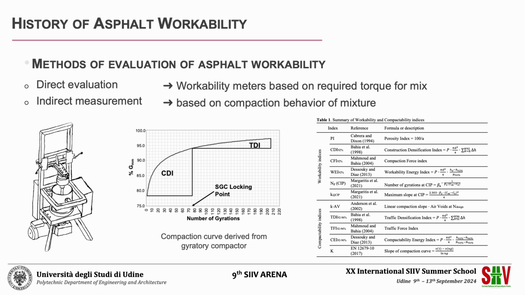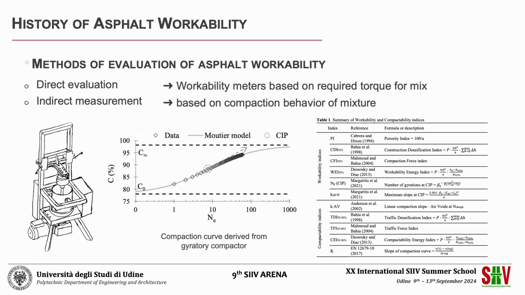Another well-known study was done by Bahia and his colleagues in 1998, in which they used different terms. They used construction densification index and traffic densification index instead of workability and compactability, and they defined the area under the curve as the energy required for the compaction based on two limits they considered for this calculation.